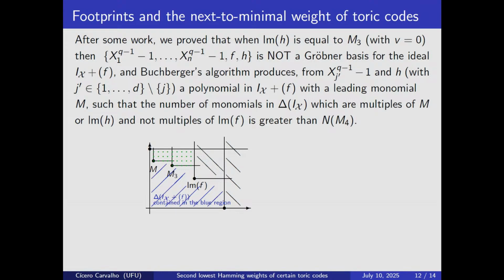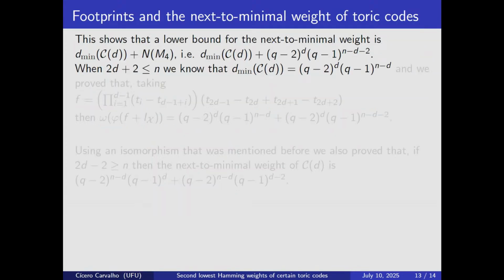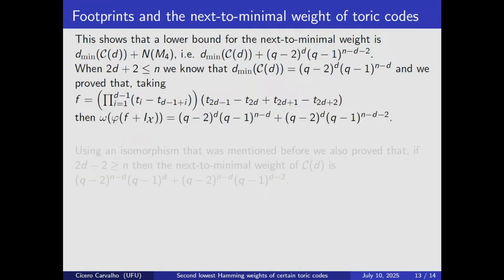And if you count, then we determine this number of points here, and we showed that if you add these two, then the number is greater than N4. So we were back to N4 finally. So this would be indeed the lowest bound for the second weight. And when 2d plus 2 is less or equal than n, we know that the minimum distance is this. So we proved that if you take this polynomial, sorry about that, this should be x, not t, with x in the place of t, then indeed this second lower bound is okay.